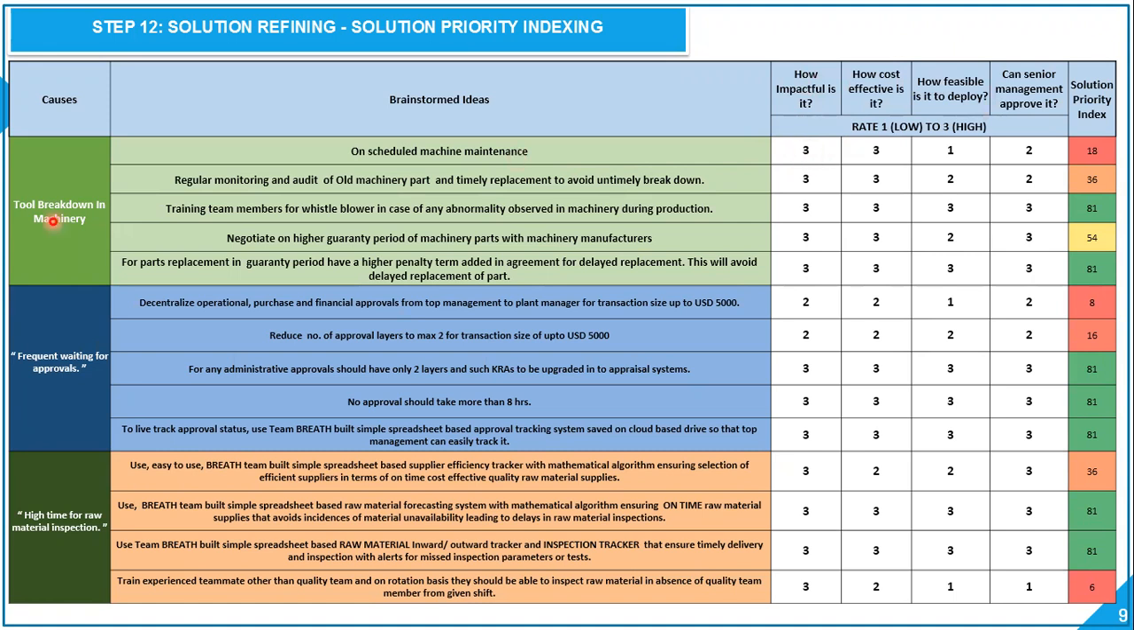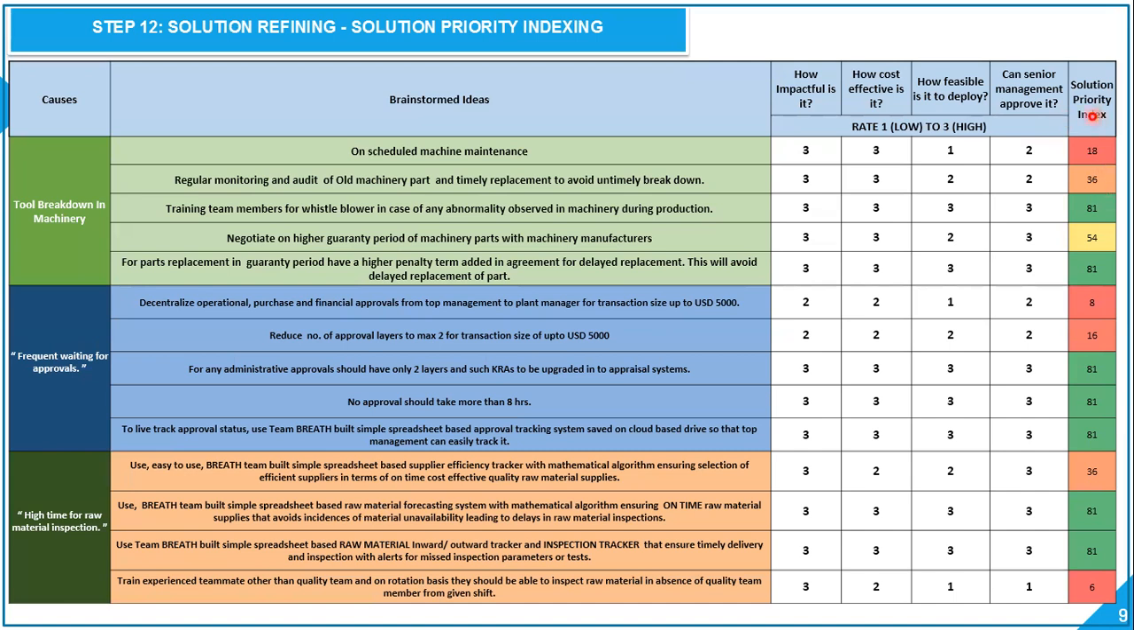So to take an example, see tool breakdown in machinery, and this is the first solution, scheduled machine maintenance, and the team has given the consensus rating of 3 for the question of whether this is impactful. For the second question of cost effectiveness, they rated it 3. That is, both are high. And then feasibility wise, they rated it 1. So low feasibility of implementation, or it is relatively less feasible to implement. And finally, on client or senior management's approval, they have rated it 2. So a medium kind of scale they have given.